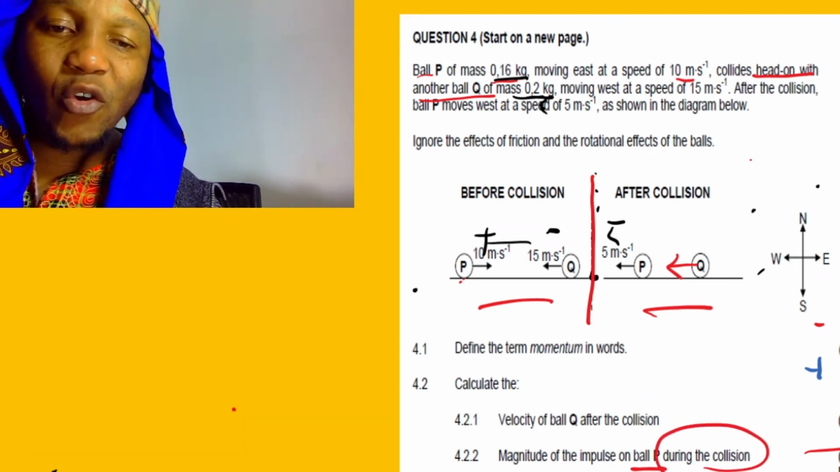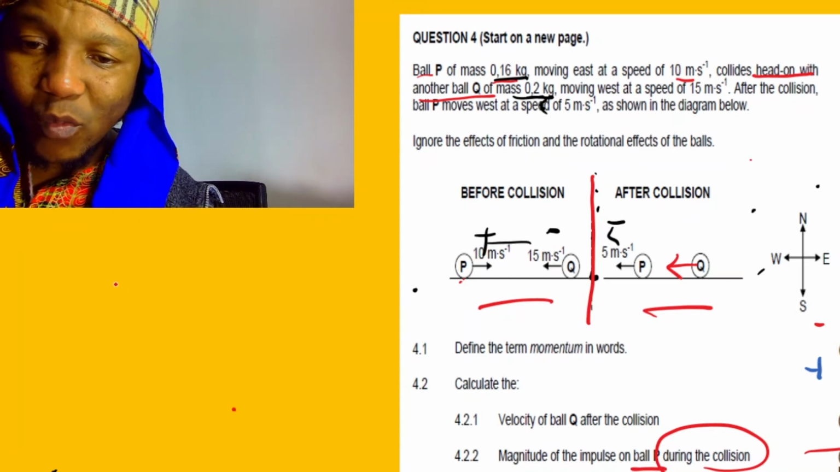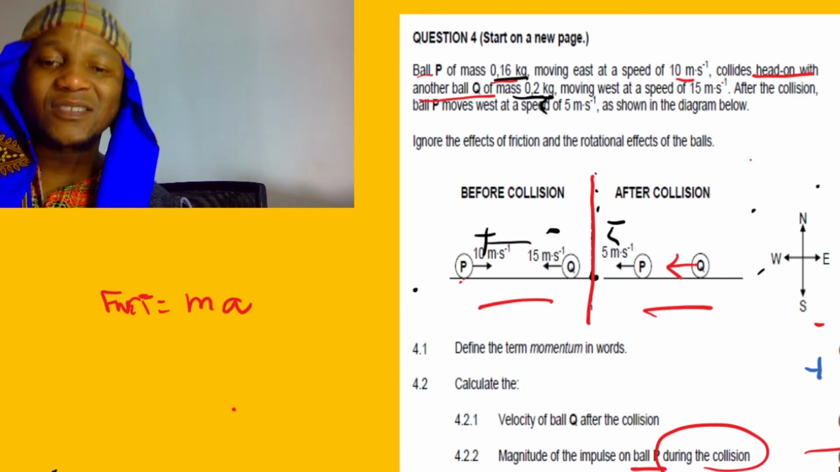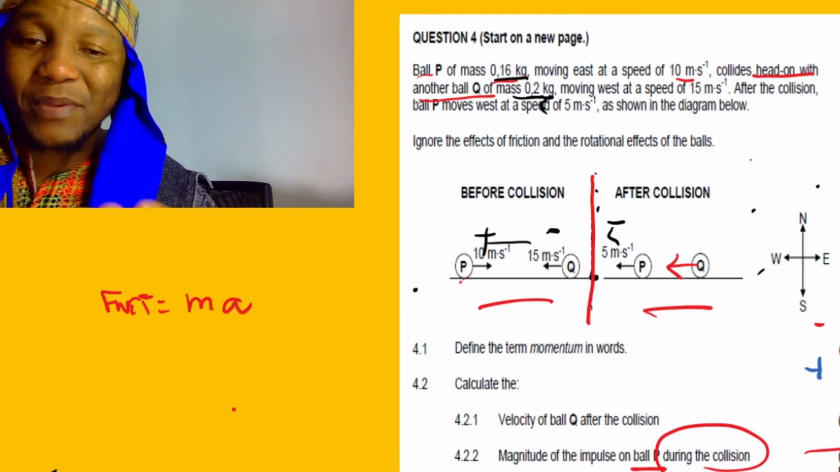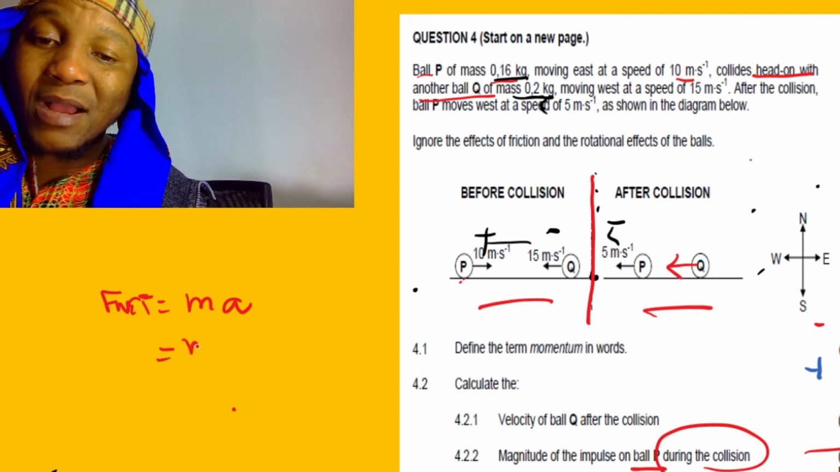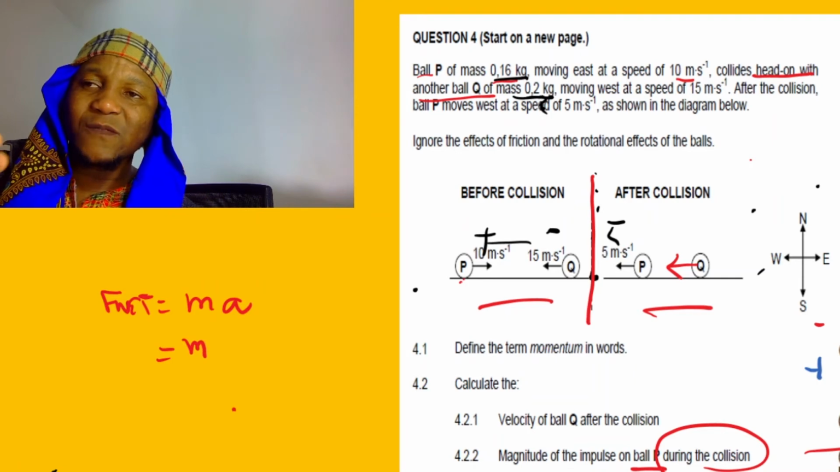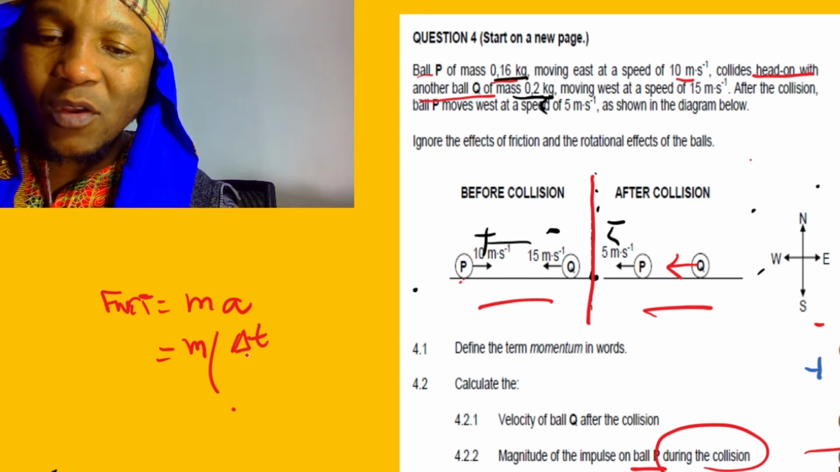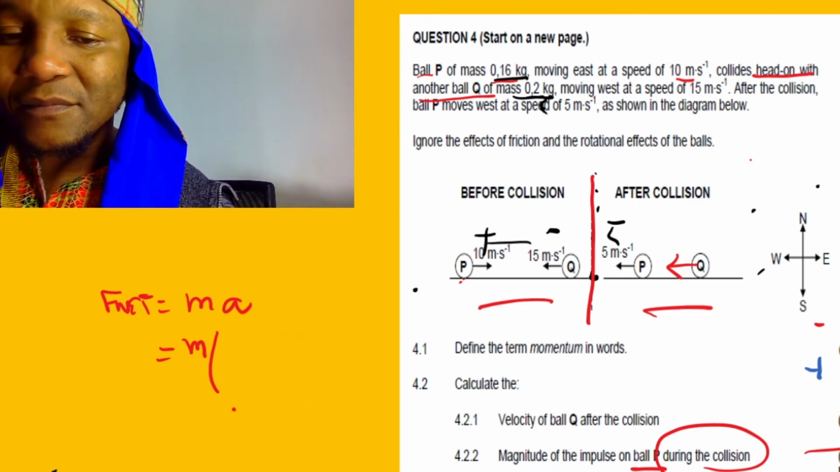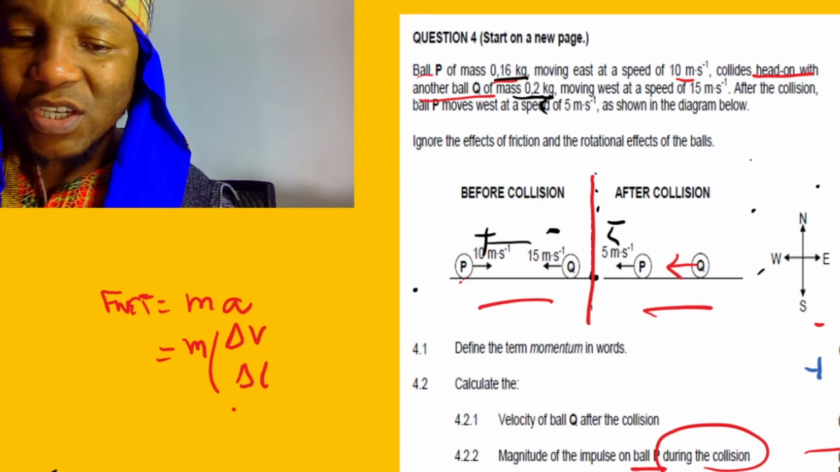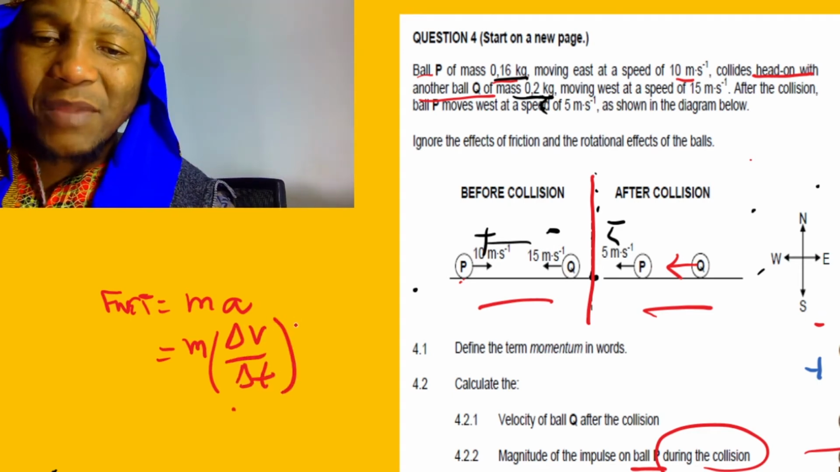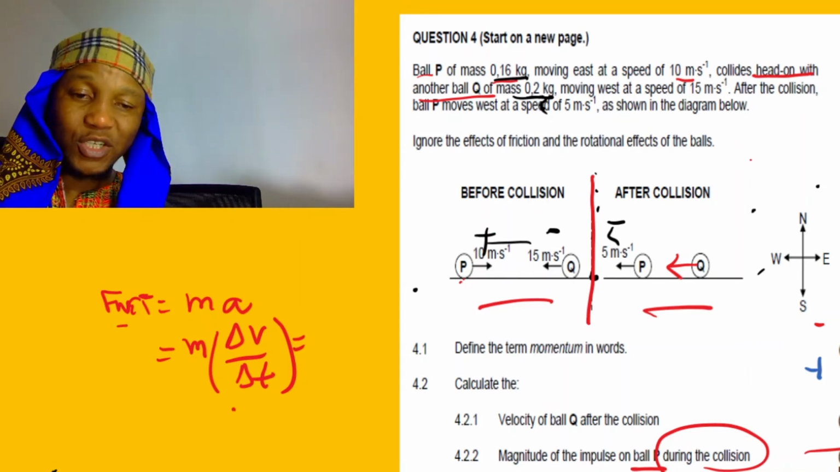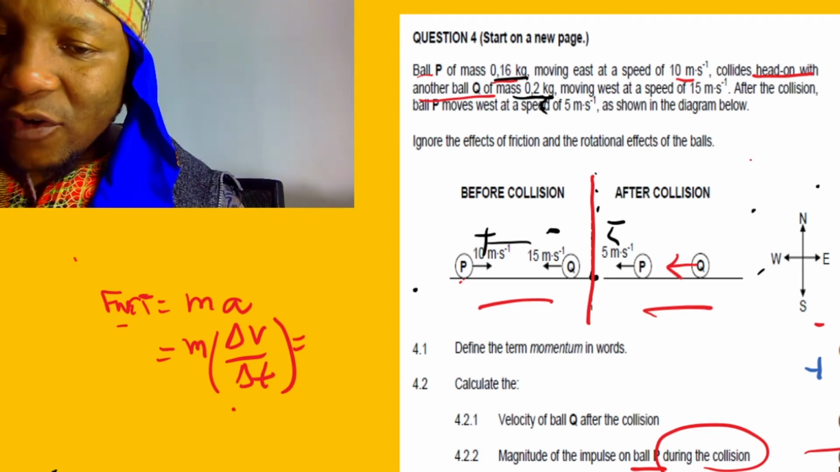Now, from Newton's second law of motion, we say F net equal to mass times acceleration. And then I want to show you how the impulse comes. But what is acceleration? Acceleration always equals change in velocity over change in time. Change in v over change in t. So this is Newton's second law of motion.